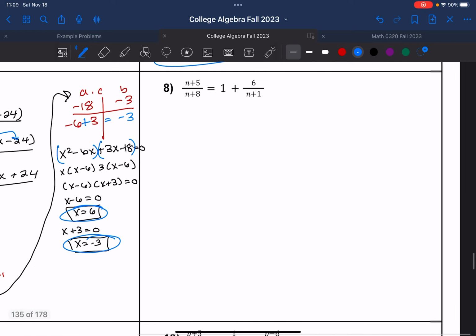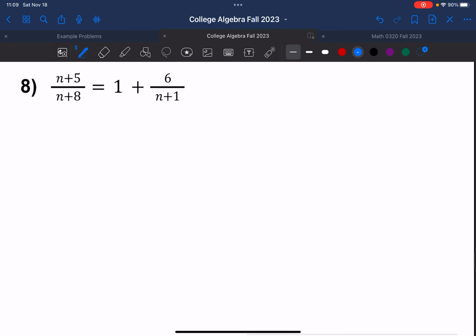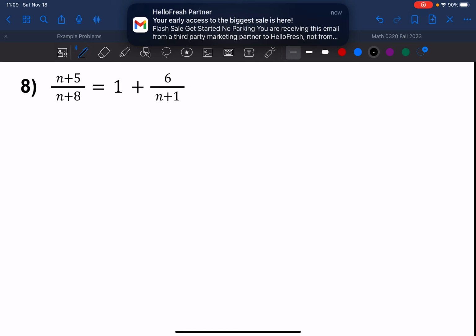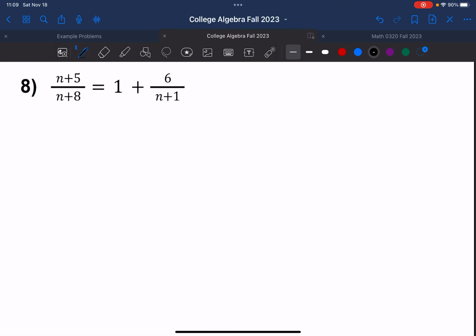Let's go ahead and look at number 8. Notice on number 8, we need to get a fraction equal to another fraction. But in this case, if we look at our two fractions, we don't have matching denominators. So that means what we're going to have to do is create that matching denominator with the 1. So looking at just this side, I'm going to turn the 1 into a fraction.